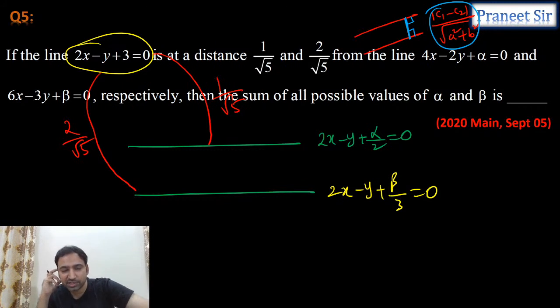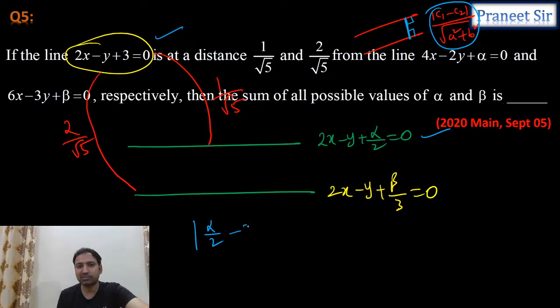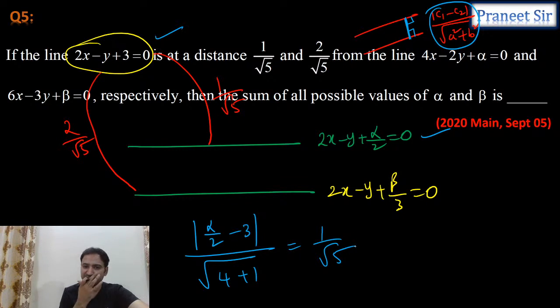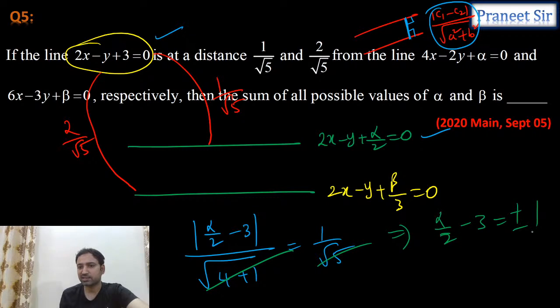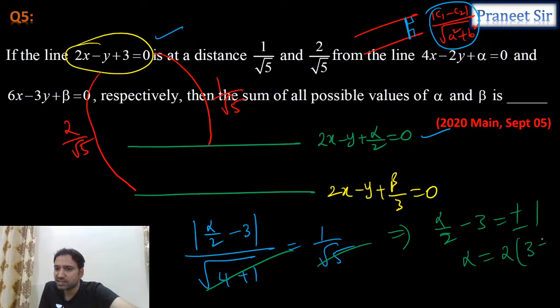Okay, so let me do this question, guys. We need to calculate the distance between these two lines and equate it to 1 by root 5. Let's equate it. So if you calculate the distance between these two, mod alpha by 2 minus 3, that is mod c1 minus c2 by square root of a square plus b square is equals to 1 by root 5. Now root 5 gets cancelled, and what we get is alpha by 2 minus 3 is equals to plus or minus 1. So from this, alpha is equals to 2 times 3 plus or minus 1.